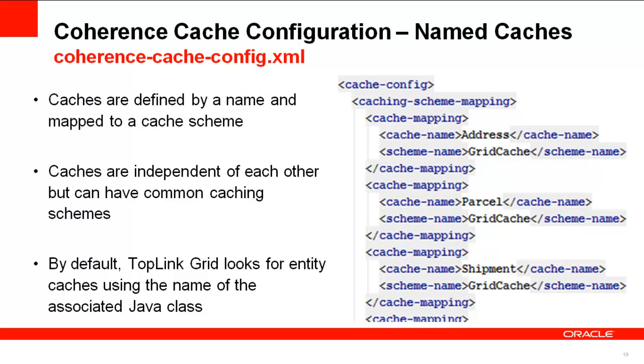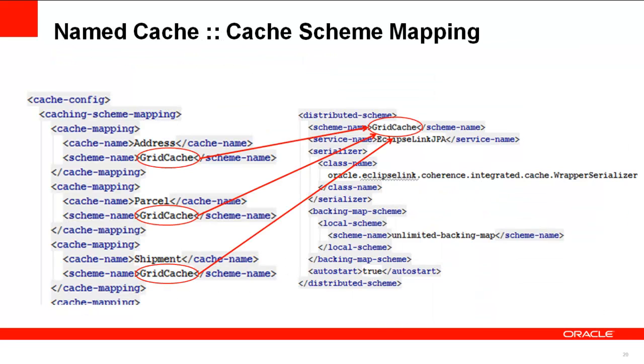In addition to configuring your JPA entities for TopLink Grid, you also need to define your Coherence cache configuration. Coherence uses named caches to define instances of maps that are available to your applications. By default, TopLink Grid will look for a named cache using the name of a JPA entity, such as address, parcel, or shipment. So, you need to define a cache mapping with your cache name for each of your entities, mapping it to a cache scheme.